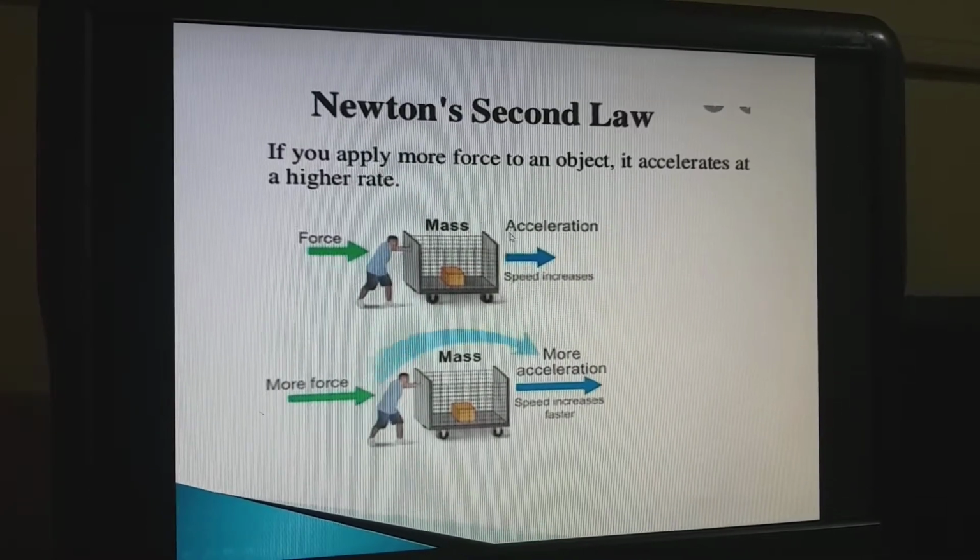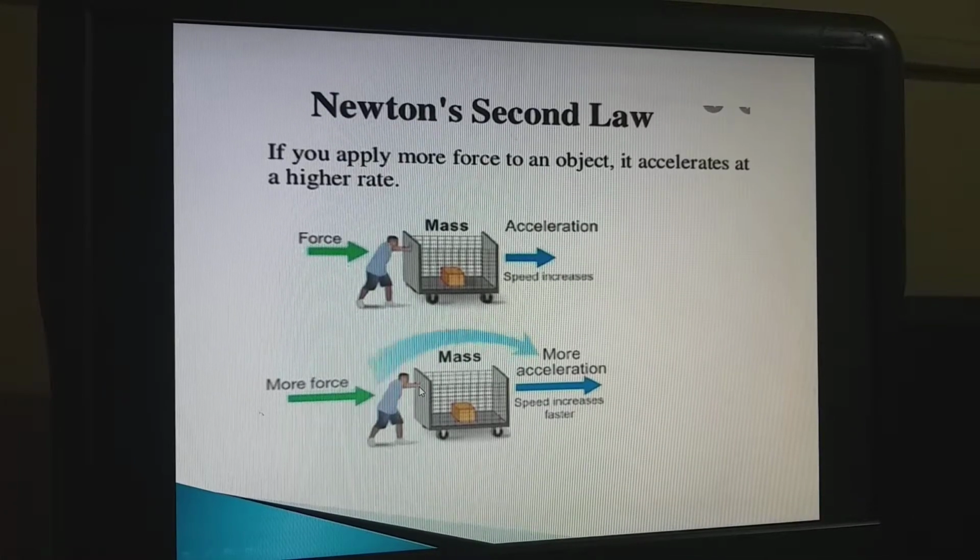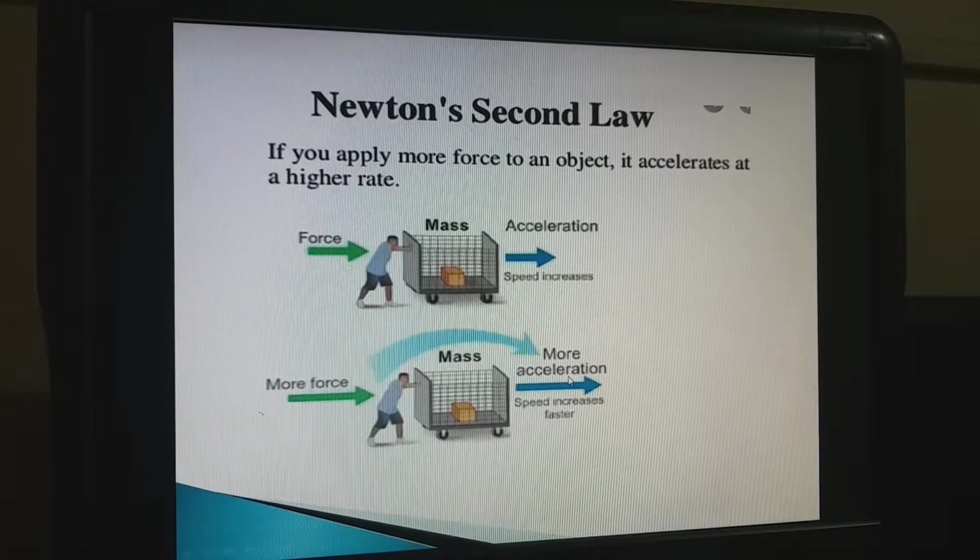Now this is one of the applications I have taken for understanding. This person is applying a force, the mass remains fixed or constant, and the acceleration, its speed, increases. When the force is applied, speed increases, and the cart moves in this direction. In the second case, the person is applying more force, his force increases, mass is constant. Speed increases since its acceleration also increases.